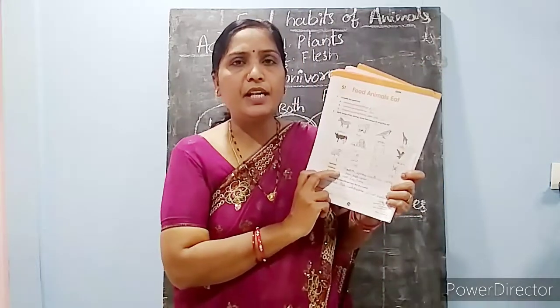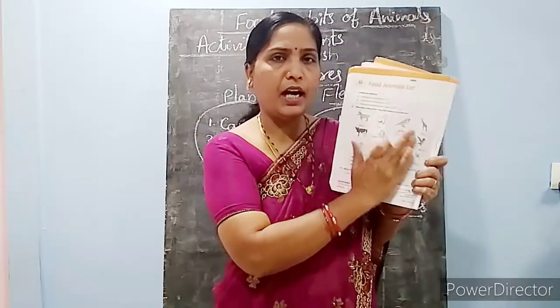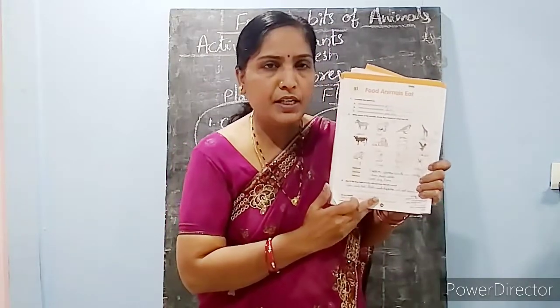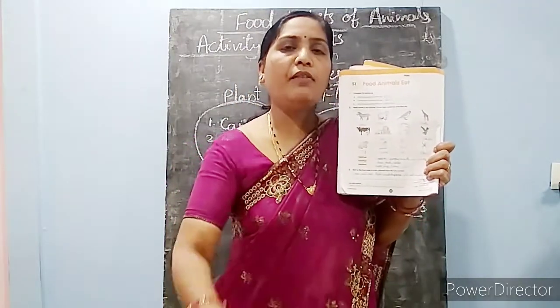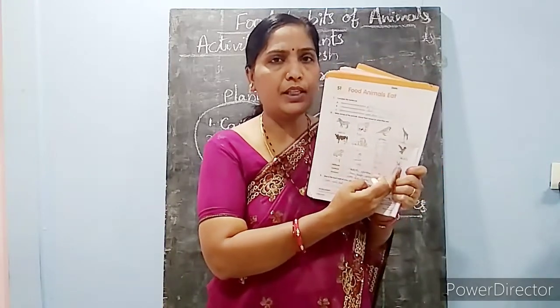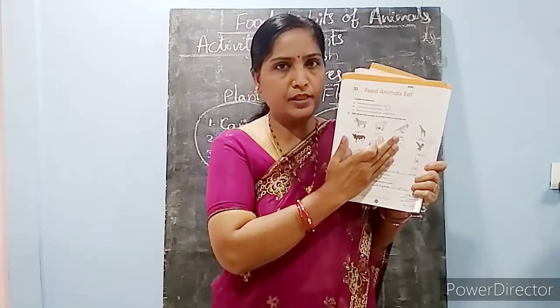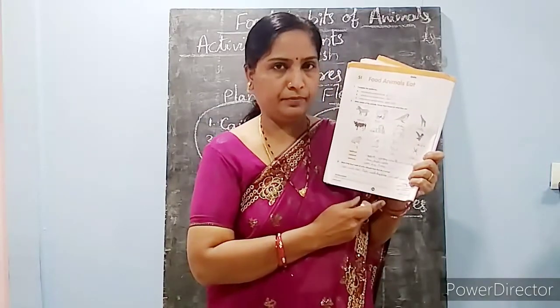And the second one is carnivores. Identify. Carnivores means what they will eat. They eat flesh of other animals. So find out the carnivores from above animals and write their names in the second column.